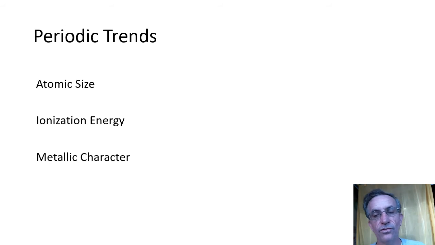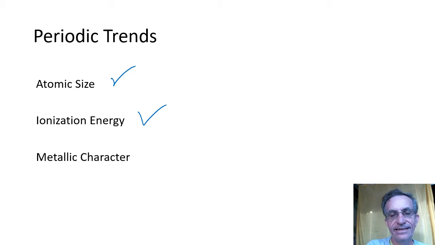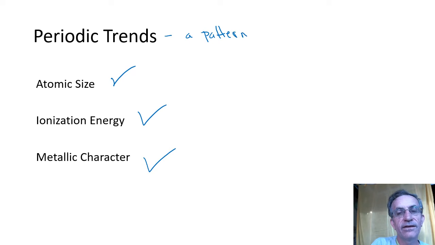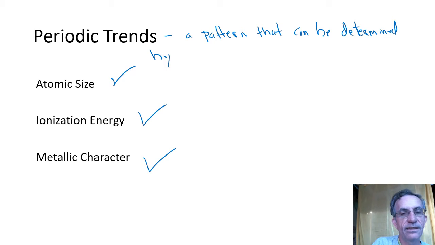Okay, so we're going to get into three periodic trends. The first one we'll be talking about in just a minute is atomic size, and then we're going to talk about ionization energy, and then finally metallic character. So a periodic trend, what does that mean just generally? A periodic trend is basically just a pattern that can be determined by, we'll say, looking at the periodic table.